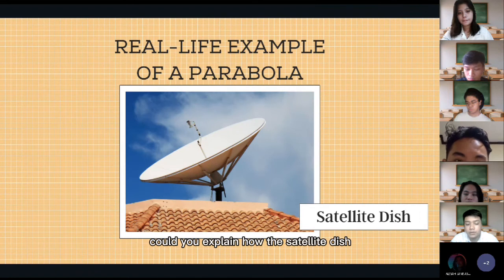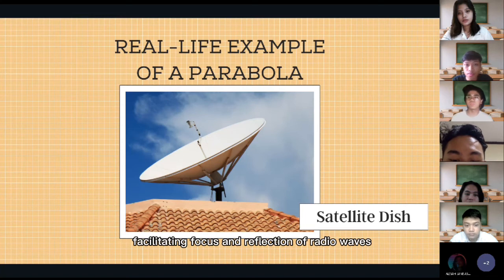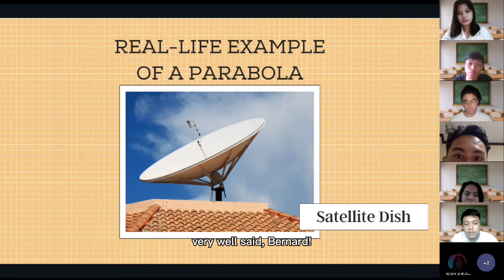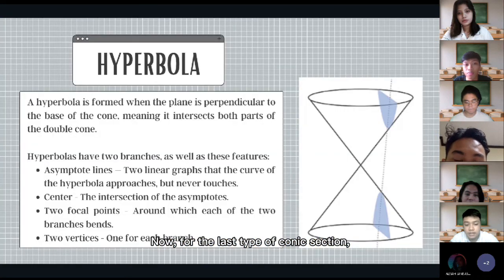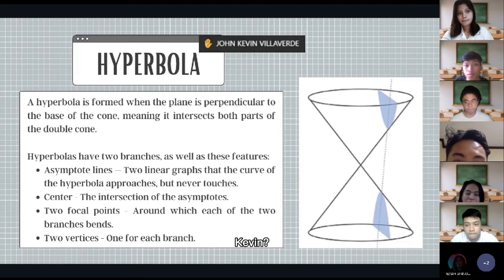Could you explain how the satellite dish becomes an example of parabola? The satellite dish is an example of a parabola because of its parabolic structure, facilitating focus and reflection of radio waves. Very well said, Bernard. Now for the last type of conic section, may pwede ba magboluntaryo para basahin at i-explain ang hyperbola? Kevin?